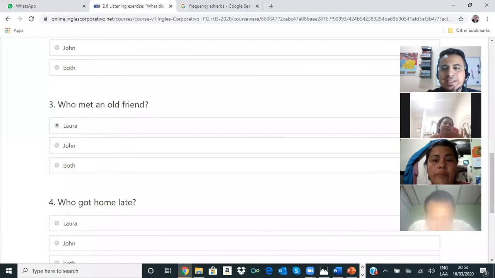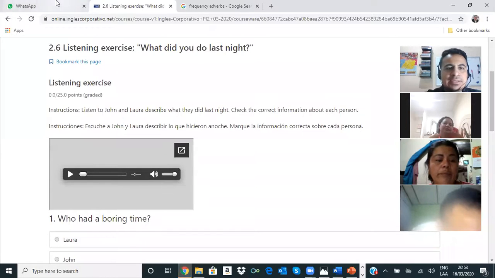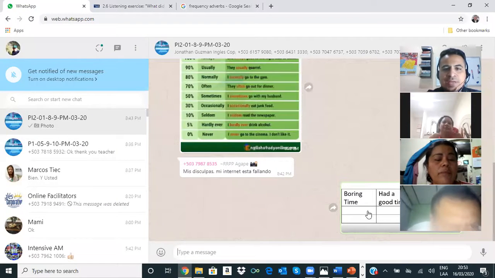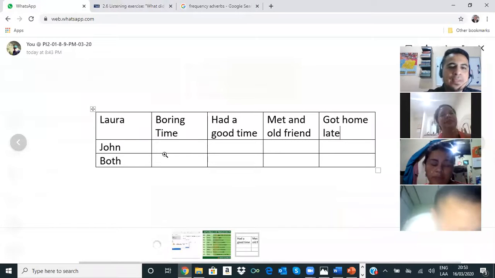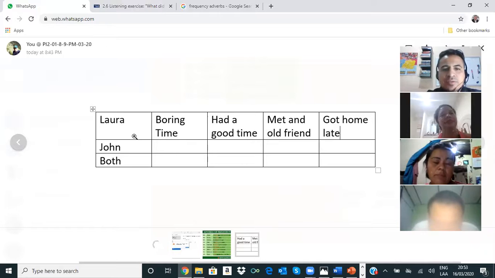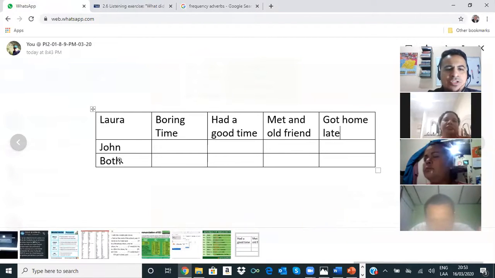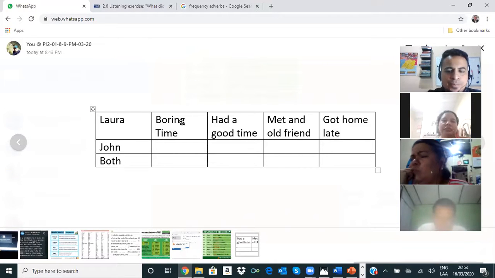Let's do exercise 2.6, the listening exercise. Did you see the picture I sent you in WhatsApp? ¿Ya la vieron? Yes. We're going to listen to a conversation of Laura and John, okay? Now, Laura, John, and los dos. You say in English, both. Both. Okay, so.